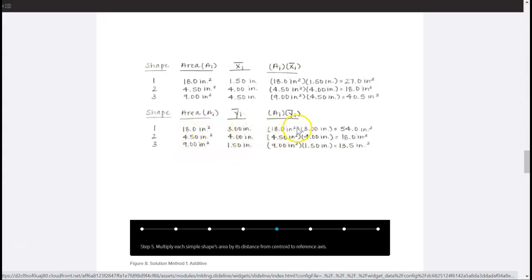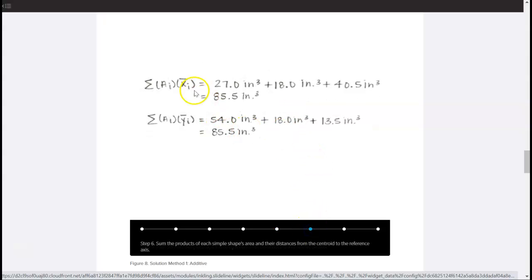When you're writing it in your notebook or on something to turn in as a packet, you need to make sure that you're doing proper engineering notation. Inches squared times inches, inches cubed for each one. So that was easy, right? So now we have the area times x bar or y bar, and that's where our centroid is located.